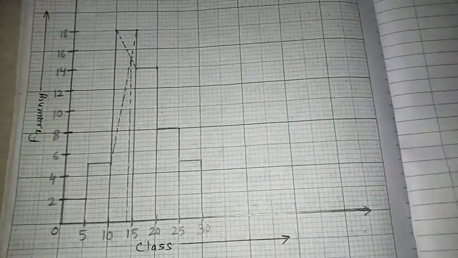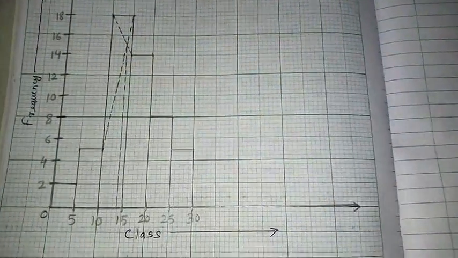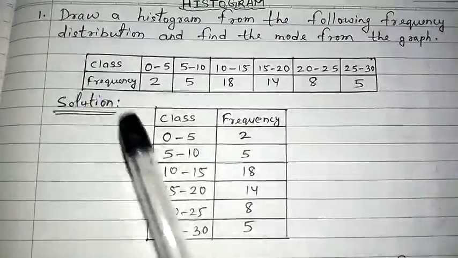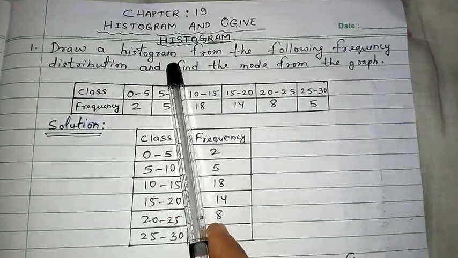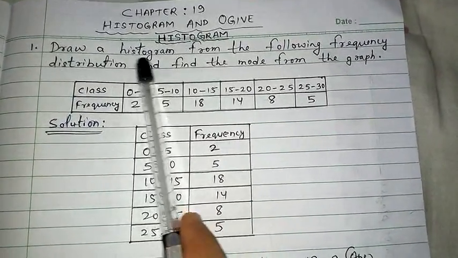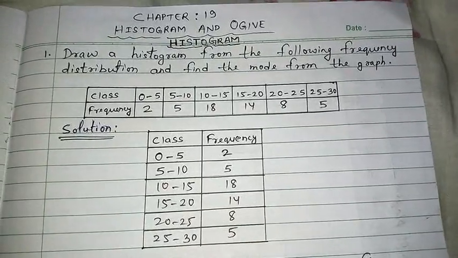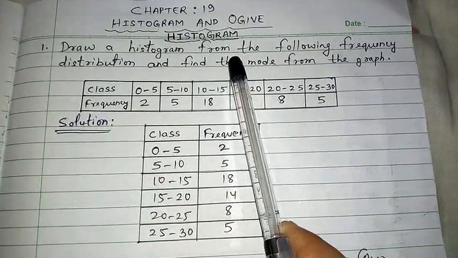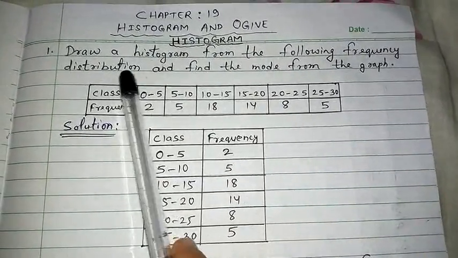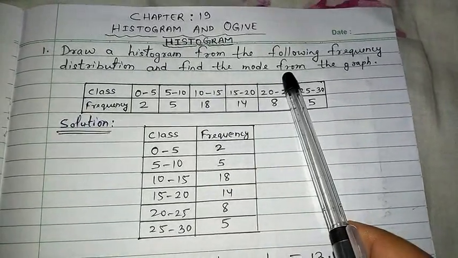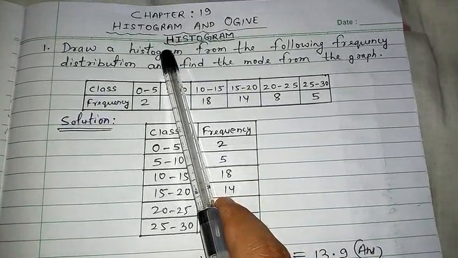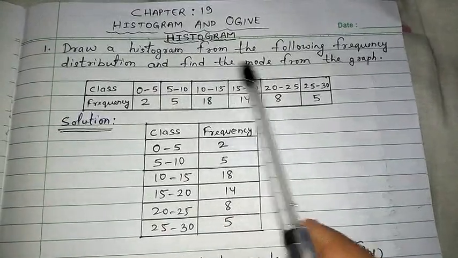I will show you a diagram of what a histogram actually is. So this is a histogram diagram, and we'll begin how to draw it. Draw a histogram. Whenever you see the word histogram, you should understand it is a graph work, from the following frequency distribution. This is the frequency distribution, and find the mode. So with the help of the histogram we have to find the mode.